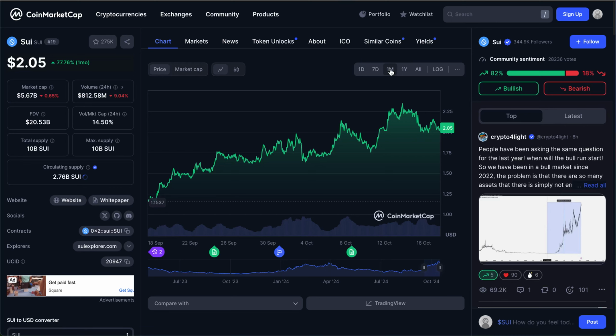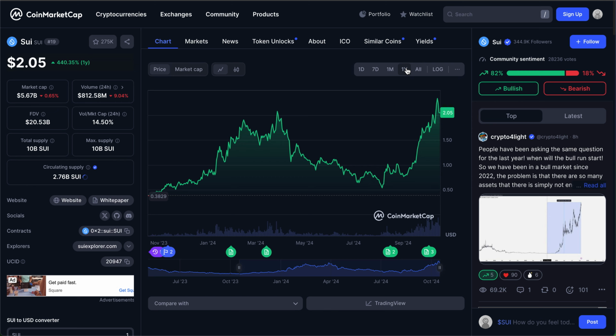The SUI token is up 77% over the past month and up over 440% on the year as the blockchain has seen rapid adoption and growth.